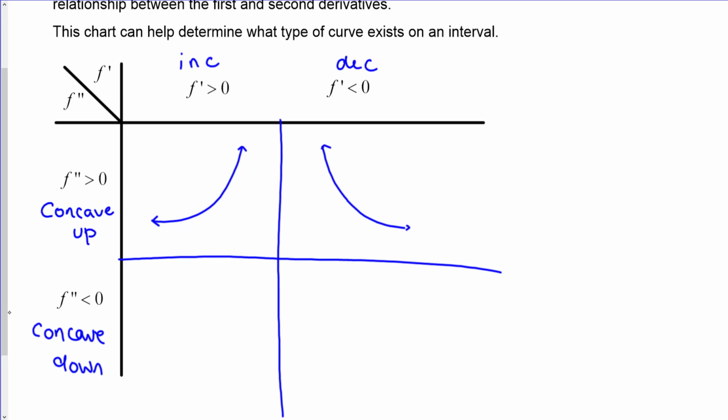If you are increasing and concave down, that looks like this. So the y values are getting larger as you go from left to right, but it looks like a downward facing parabola. And then decreasing and concave down would look like this right here. So if you know the values and the different intervals for where your first derivative and second derivative are positive and negative, you can determine what type of shape your graph has on those intervals, which can really lead you to a very easy way of determining what its graph should be.